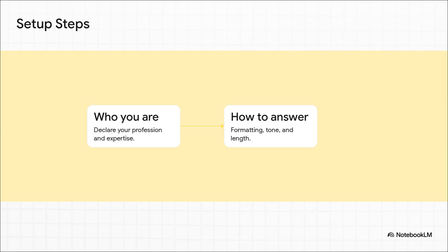When you actually go and open your custom instructions, you're faced with just 2 fields to establish this baseline identity. Step 1 is the Who You Are box. This is where you declare your profession, your level of expertise, or just your general perspective on things. Step 2 is the How You Want Answers box. This one is all about formatting, tone, length, and style. By separating these 2 concepts, you're giving the AI a complete 360-degree view of not just who it's dealing with, but exactly how it needs to package and deliver the information back to you.